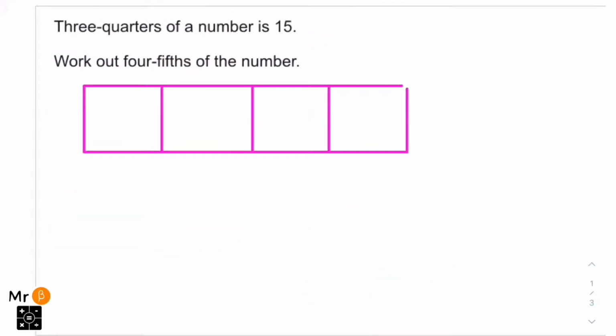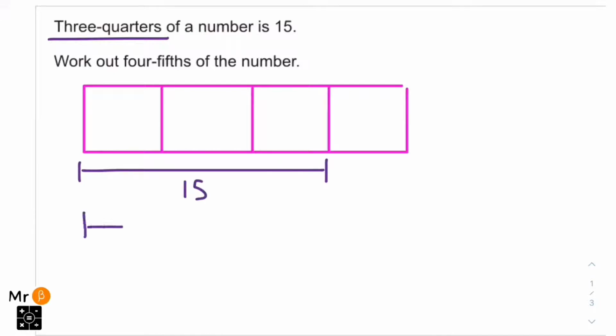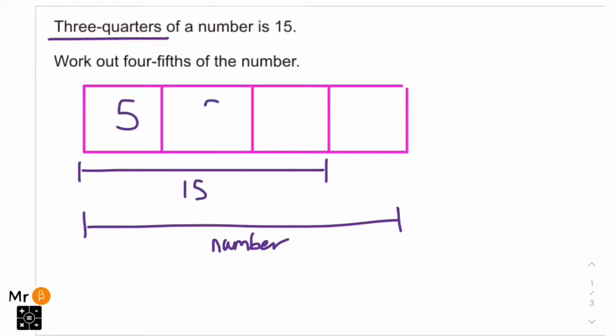Question 3 is very similar. This time it tells you that 3/4 of a number is 15. So that tells me that 3 of these 4 boxes, this number which we don't know, must equal 15. So if I share that 15 between these 3 boxes, that tells me that each box must be worth 5 each. So therefore, my number is 20.